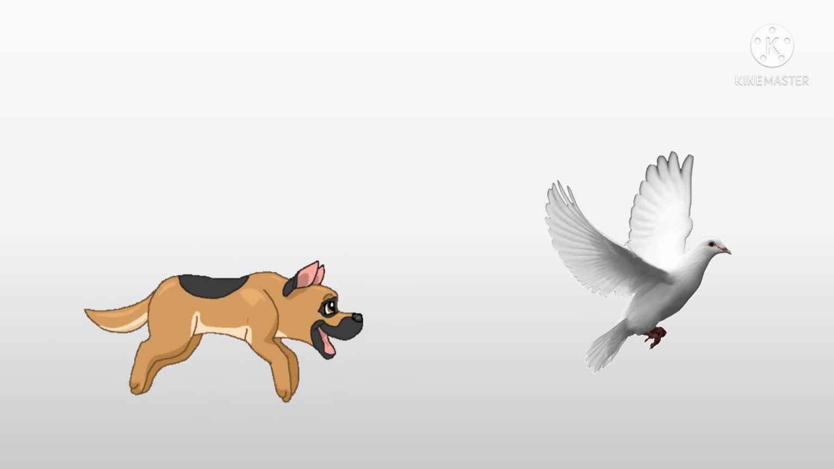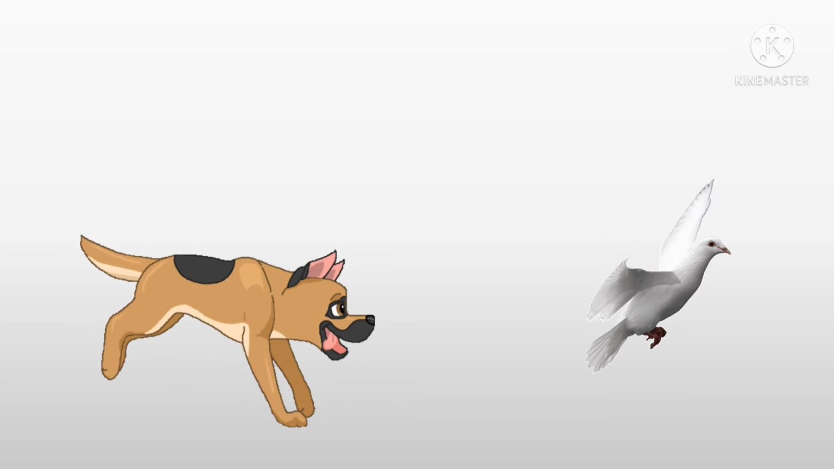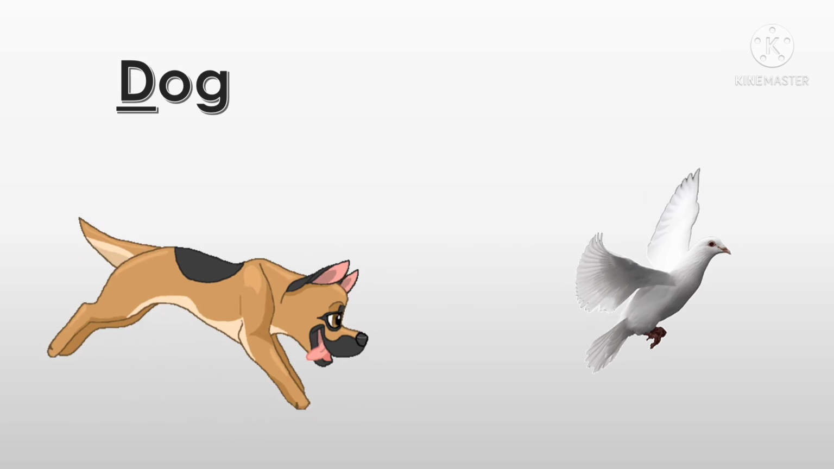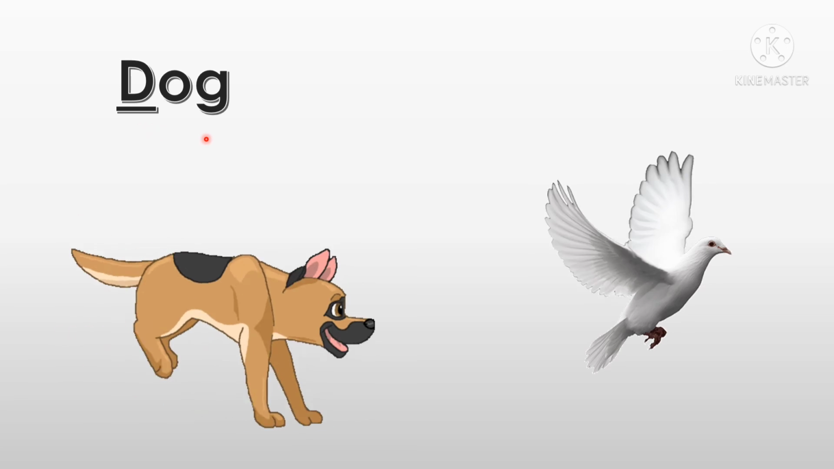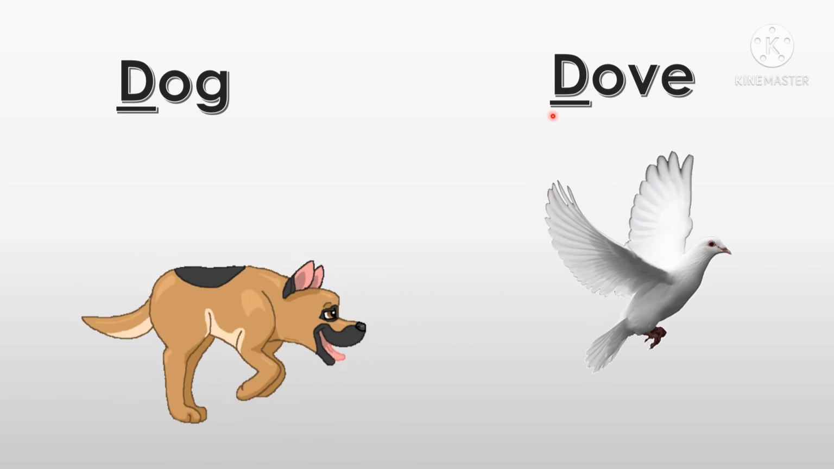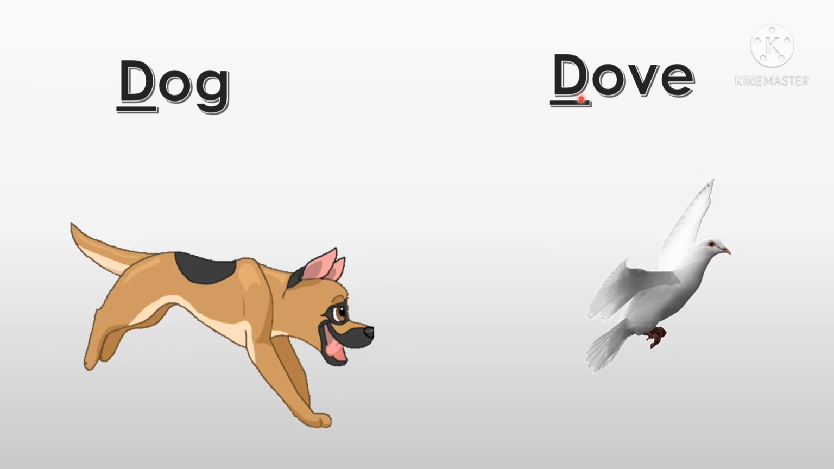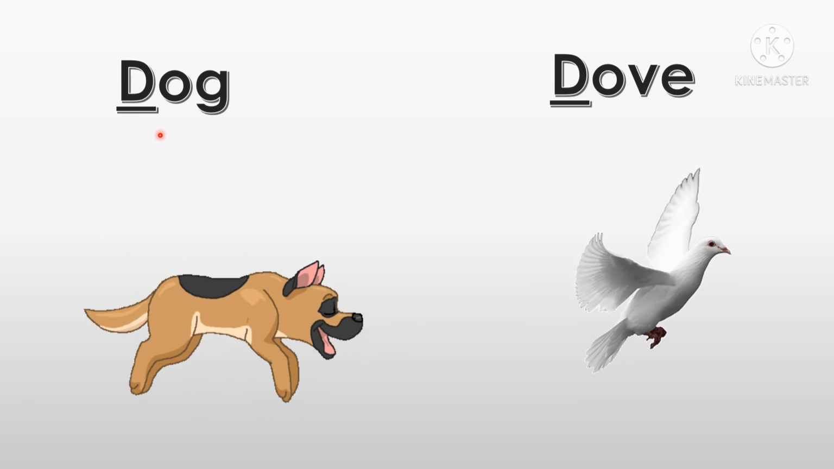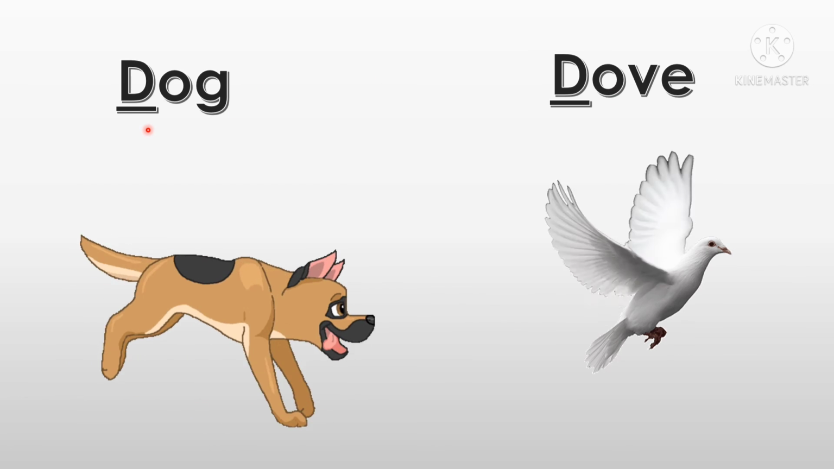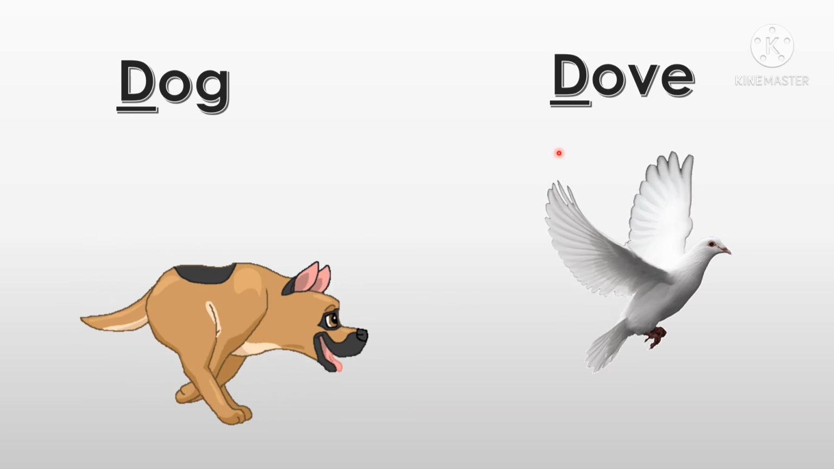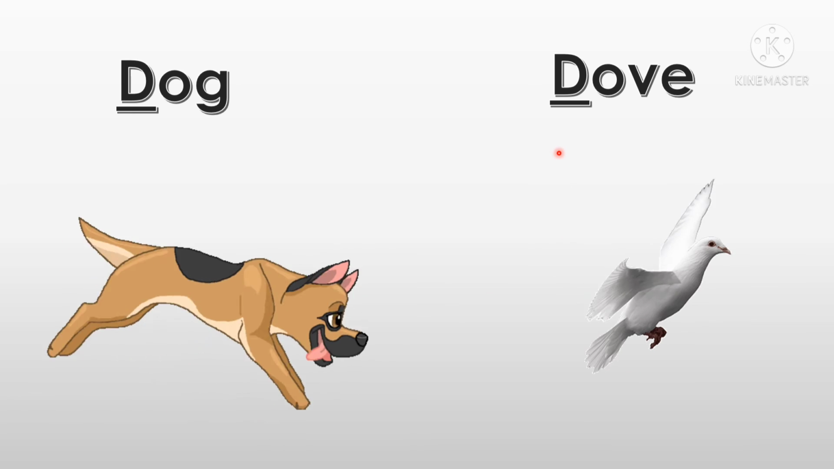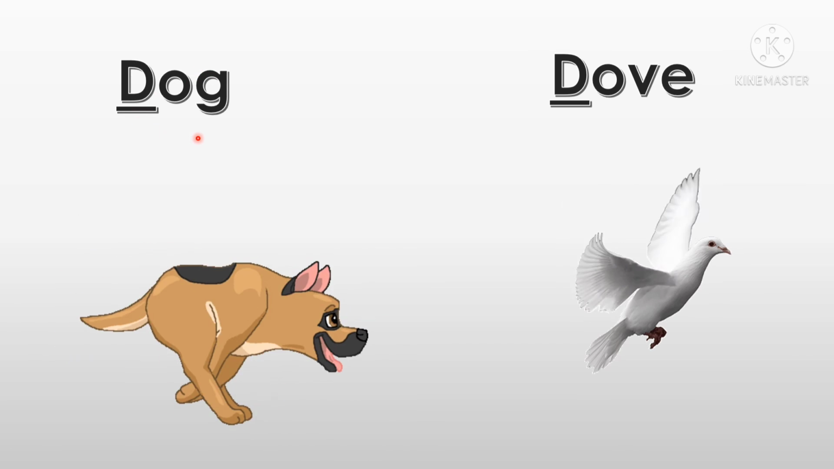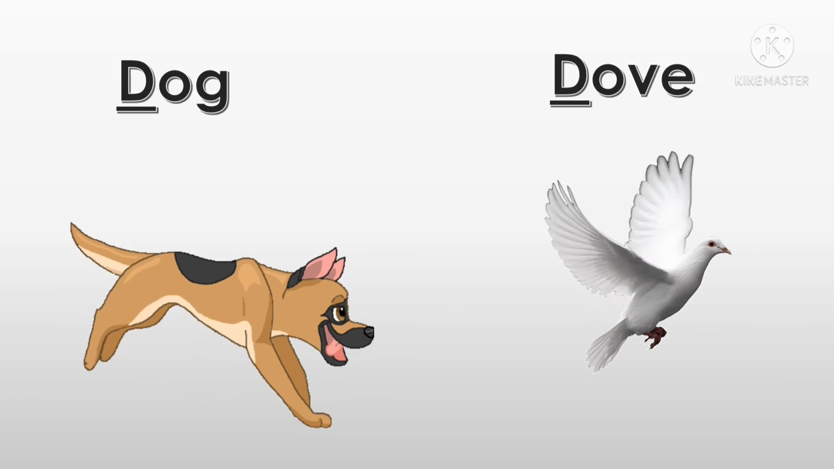Okay, let's review. What animals are these again? We have D, dog, D, dog. Next we have D, dove, D, dove. Again, we have dog and we have dove. Very good, kids. So you've learned today two words, which are D, dog, and D, dove.